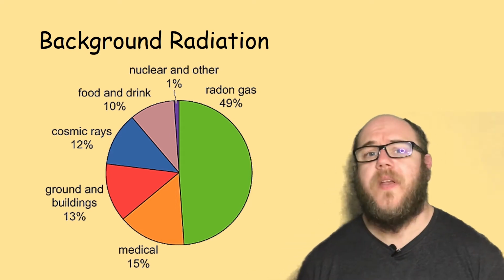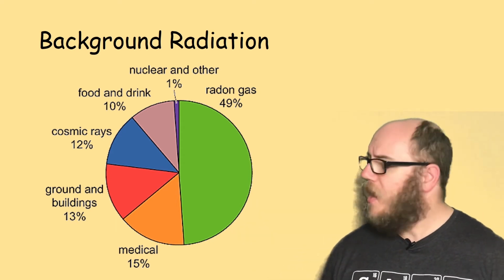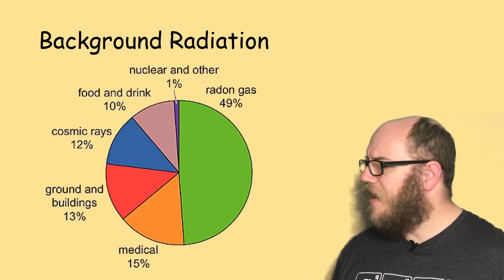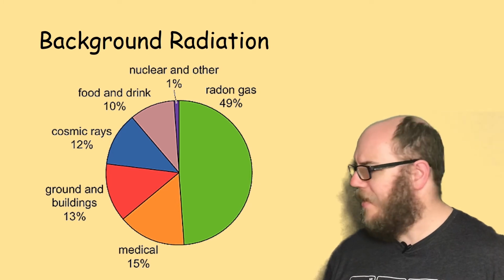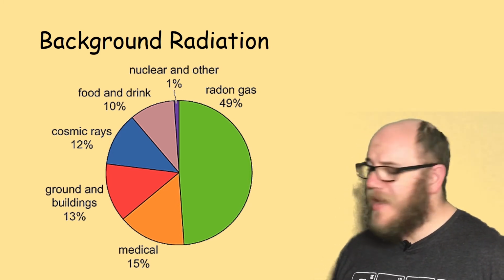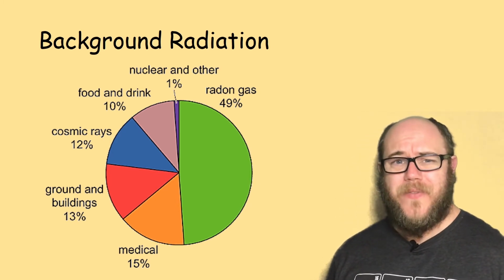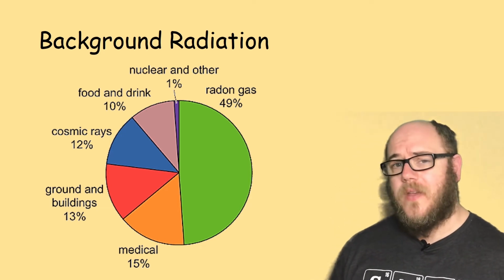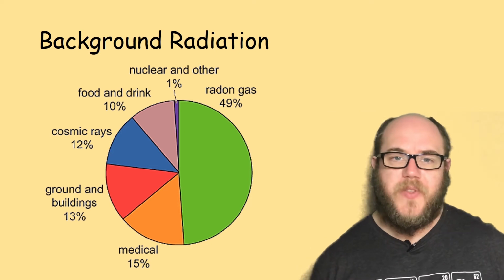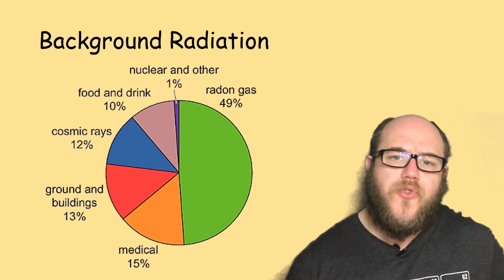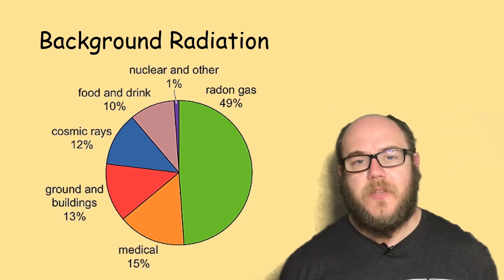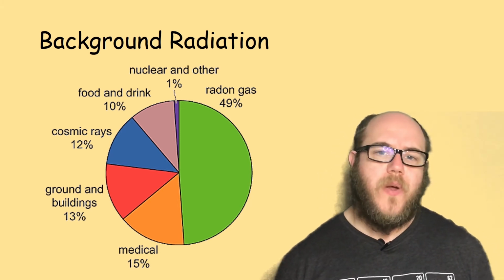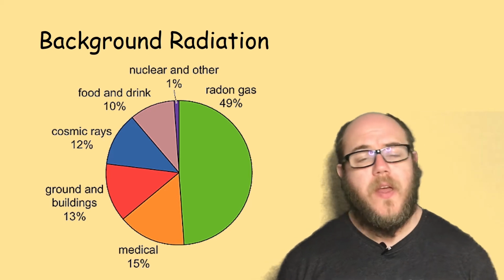The most surprising one on here for some people is food and drink. Food and drink is surprising because, well, we eat it and drink it. Why am I eating radioactive things? One of the most radioactive things you could eat is a banana. Bananas grow in potassium-rich soil, and they draw in the potassium, and that is what you want the banana for, because we need potassium to help us grow. It's one of the minerals that we need.